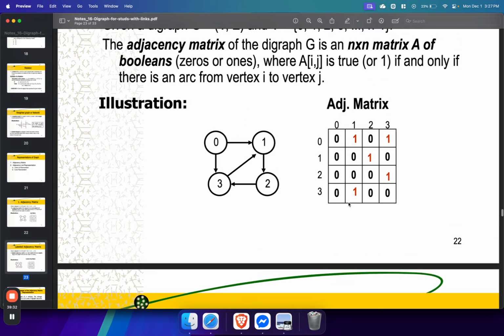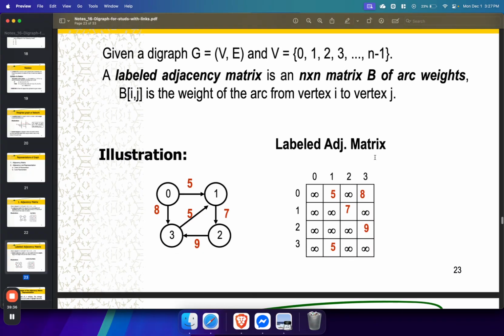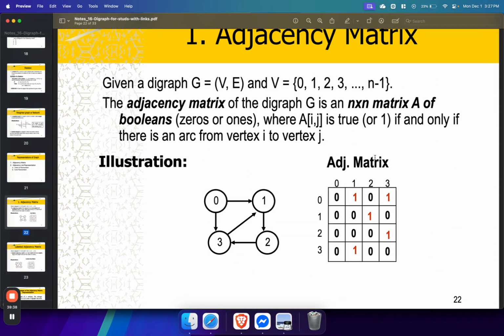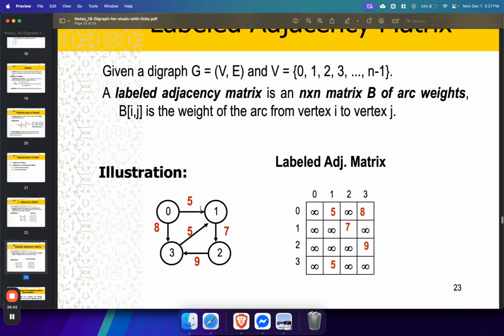So it's exactly the same as the matrix here in our adjacency matrix, except instead of just saying there is an arc, you actually know the weights of those arcs. And why is this infinity? It is essentially a sentinel value. We will know in another lecture why this is relevant.